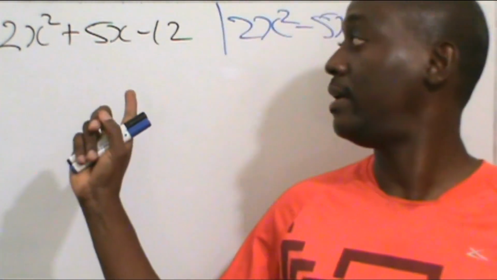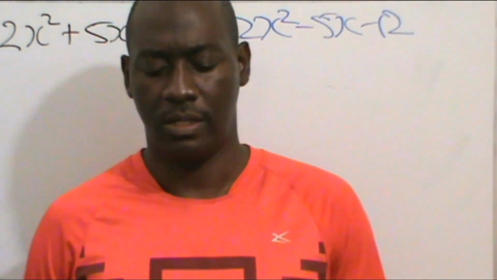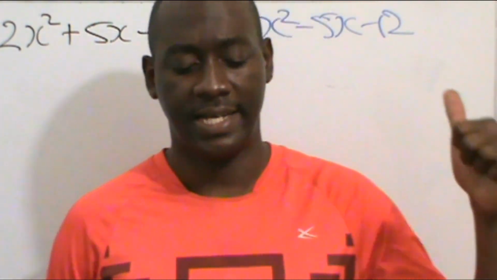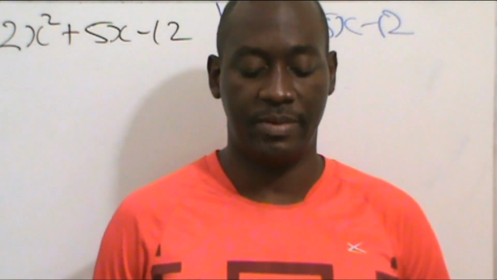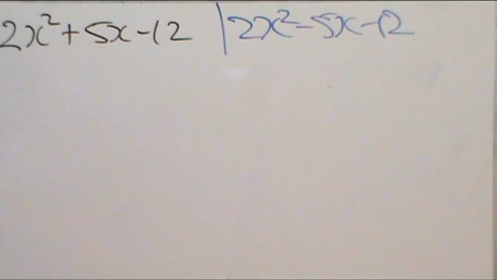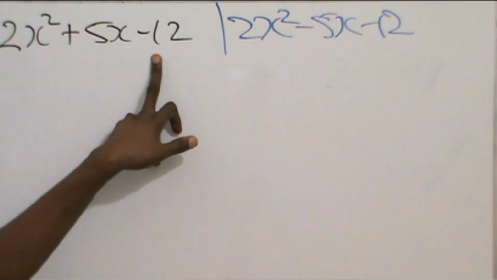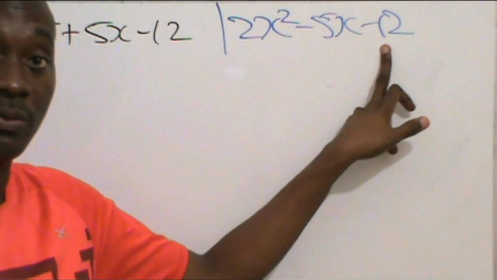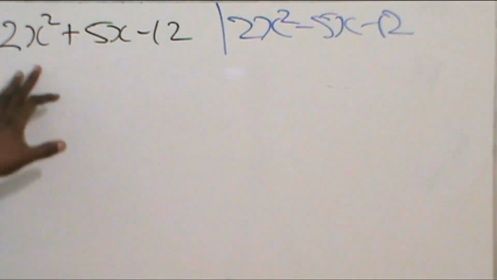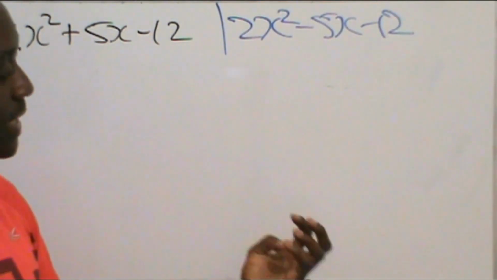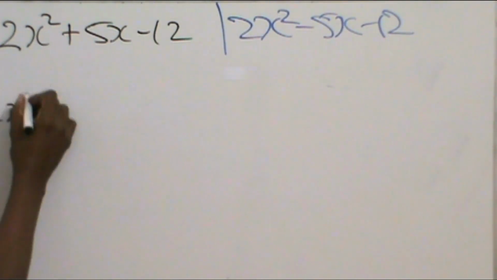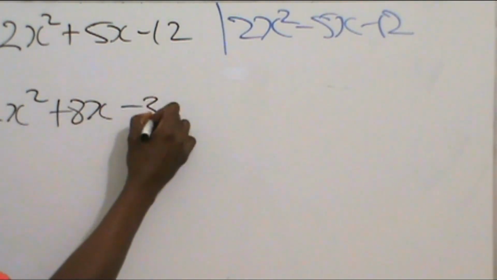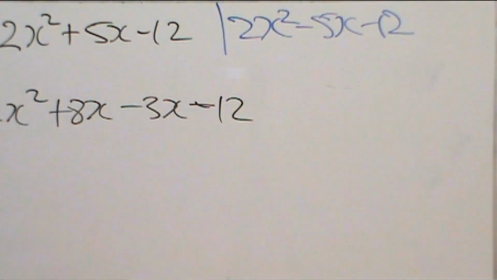In the case in black here, your B would have been 5, and in the case in blue here, your B would have been minus 5. Alright? In both cases, the AC that we're looking at is minus 24. 2 by minus 12 is minus 24. 2 by minus 12 is also minus 24. However, in this case, we're looking at 8 and minus 3 as the factors. So when we write this over, we will have 2x squared plus 8x minus 3x minus 12.